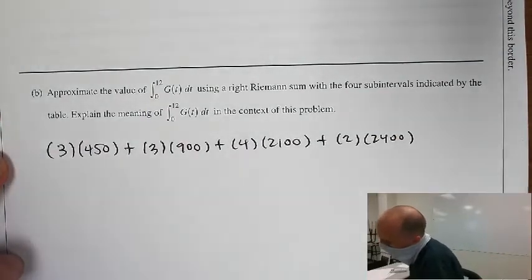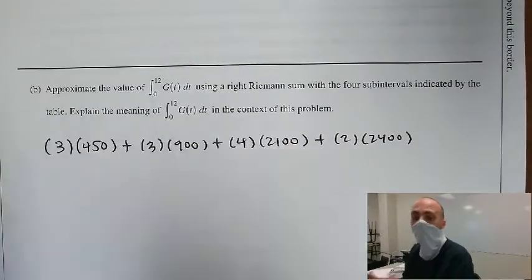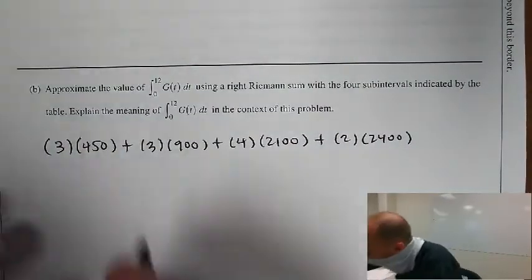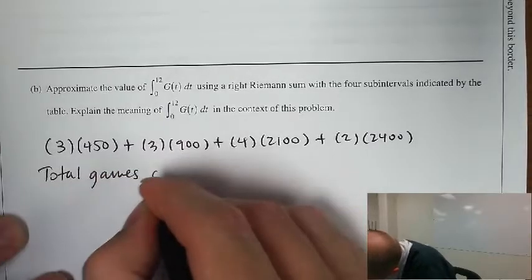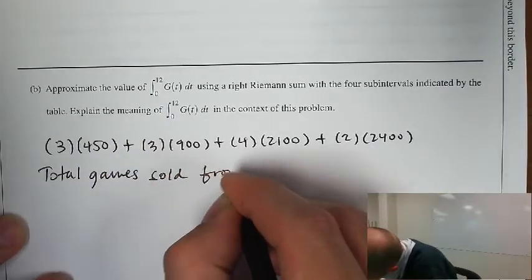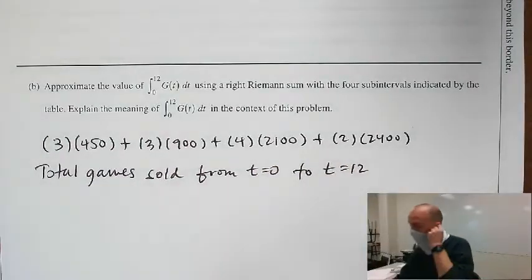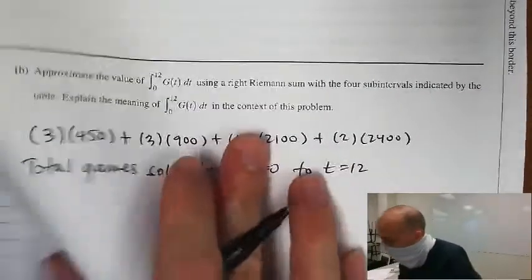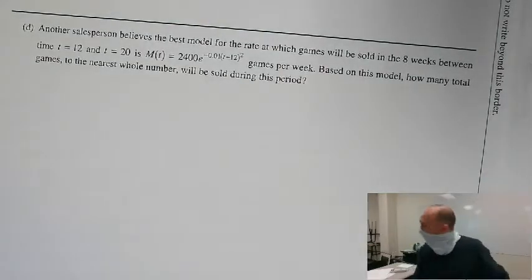Okay, approximate the value, explain the meaning. G is the number of games per week, so if we add all that up, we're going to get the total number of games. Total games sold from t equals 0 to t equals 12 minutes, or weeks, minutes. Not selling that many games.